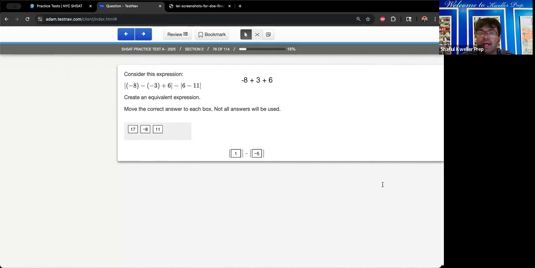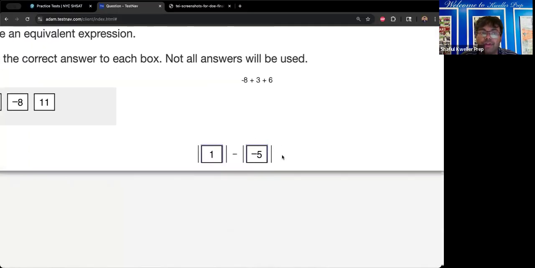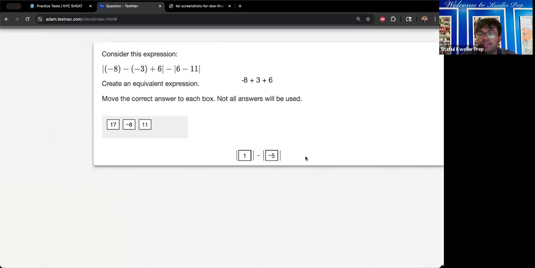Someone says, "Isn't it the absolute value?" I agree with you, but these are in the absolute value brackets, so it's still -5 inside. If you evaluate it, it'll be 5, but we didn't evaluate the absolute value. You have to look a bit closer at the question.